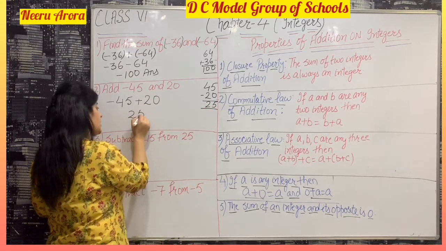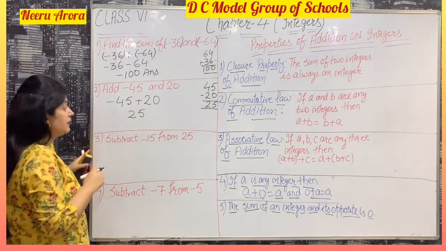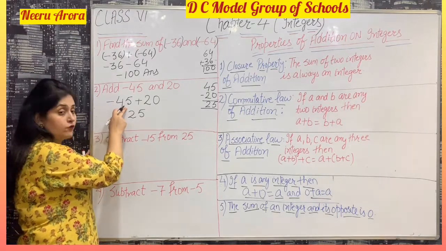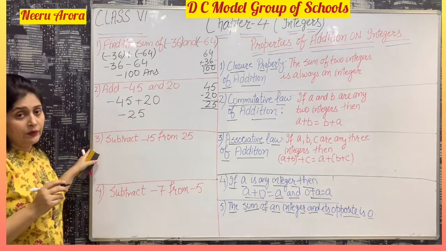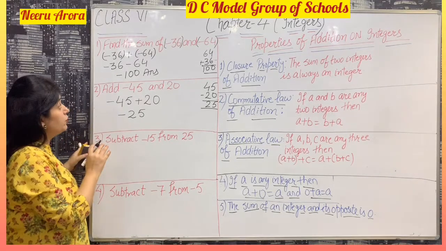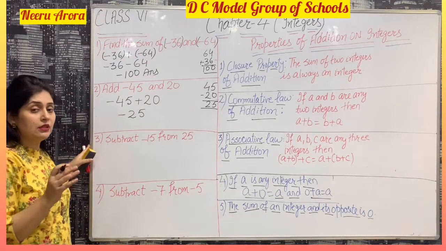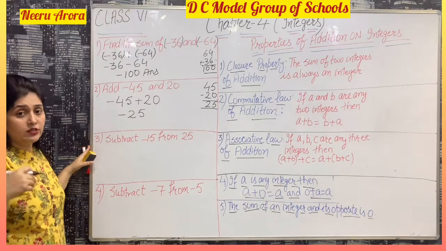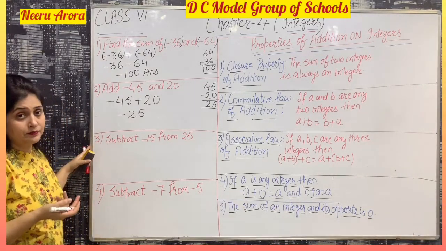Now what about the second calculation? The second calculation is of signs. Which sign comes? The sign of the bigger term. Here the bigger term is 45, so the sign of minus comes. Whenever you do the sum of integers, the first rule is applied on numbers, numbers to be added or subtracted. And then the second rule is on signs.